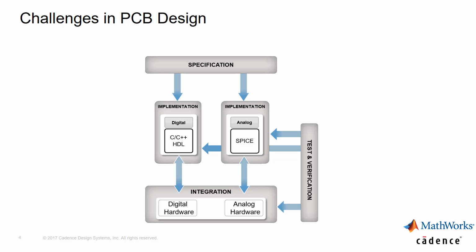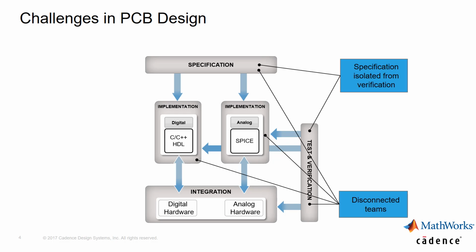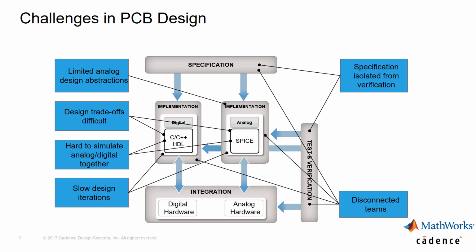What we typically see today is that verification is heavily isolated from the original system specification and design. We also see that the design teams continue to be disconnected, making it very difficult to abstract out portions of the design and to make trade-offs between what is done in the digital domain versus what is done in the analog domain. This can be due in large part to the fact that simulating analog and digital together is challenging and time-consuming, and ultimately all of this leads to slow design iterations.